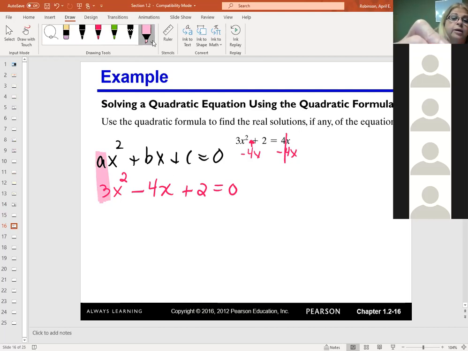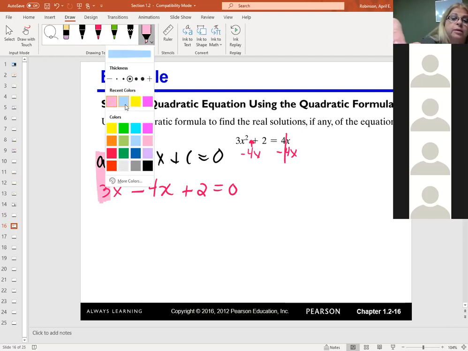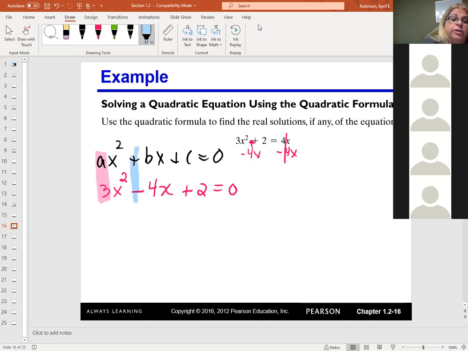And then you can look at it and say, okay, there's A. A is a 3. And here's B. B is a negative 4. And C is the 2. And then you grab the formula and plug it in.